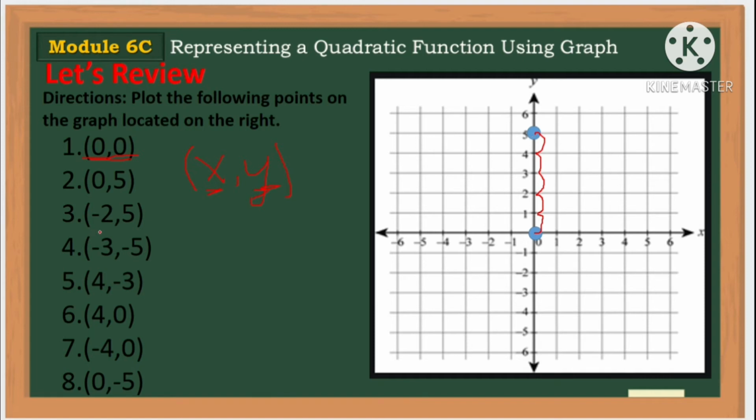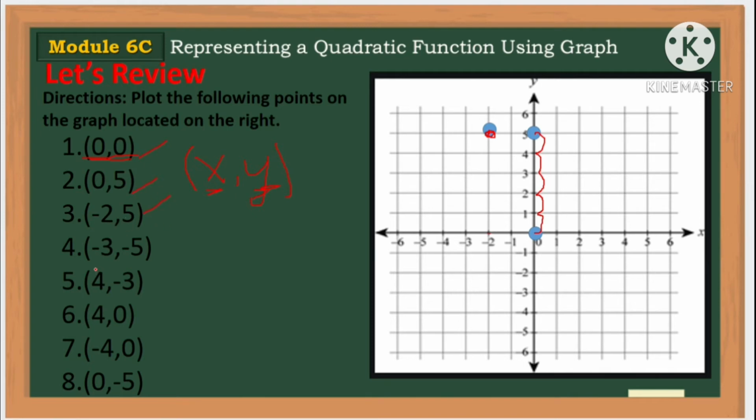Next, for number 3, we have negative 2 and 5. Sorry. Pag ang x ay negative 2, so ito yung negative part ng x-axis. So, here, andito yung negative 2. Okay, so yung y, which is positive 5, so makikita natin sa taas. So, i-move lang natin ng 5 times. So, 1, 2, 3, 4, 5. So, andito yung point natin na negative 2, 5. Okay, so, na-point na natin.